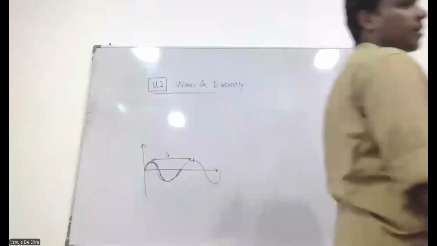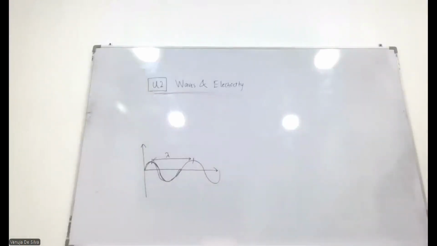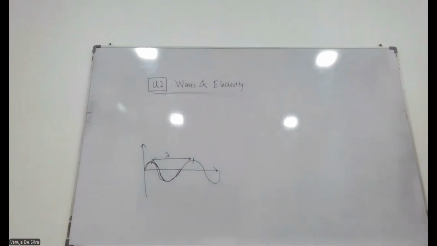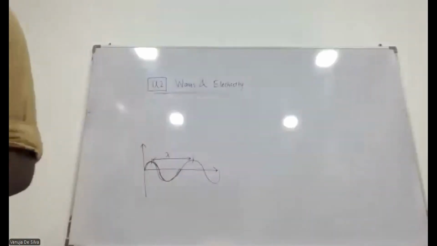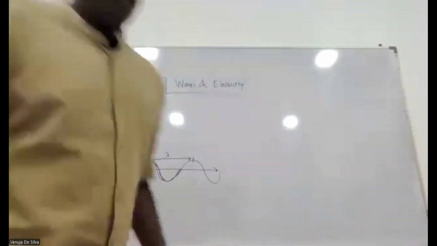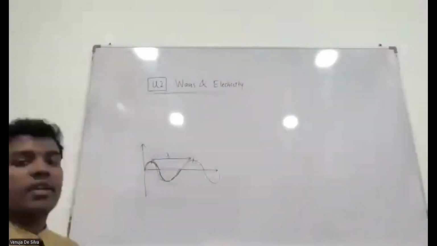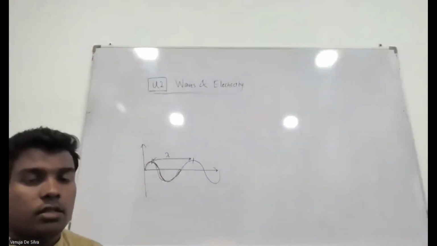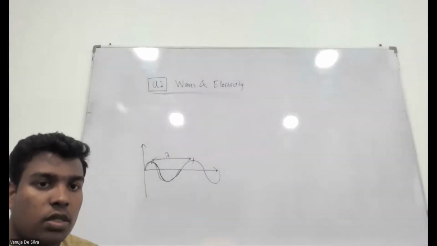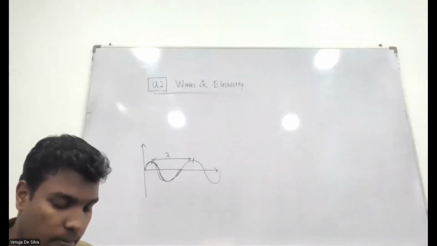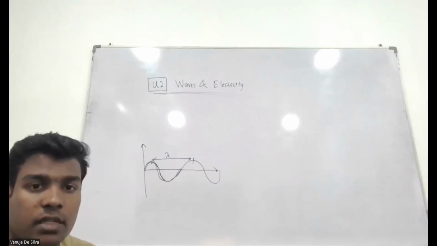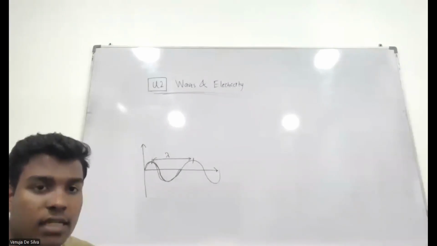So write down under wavelength: the distance between a point on a wave and the same point on the next cycle of the wave. The distance between a point on a wave and the same point on the next cycle of the wave.